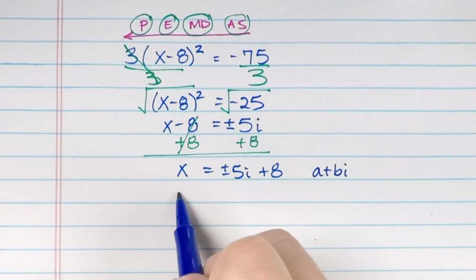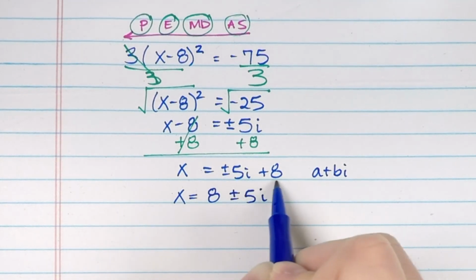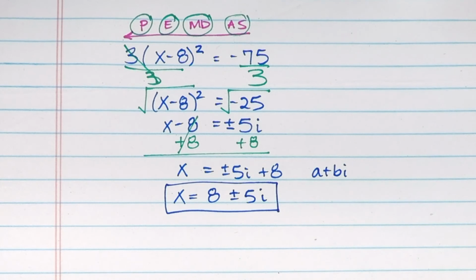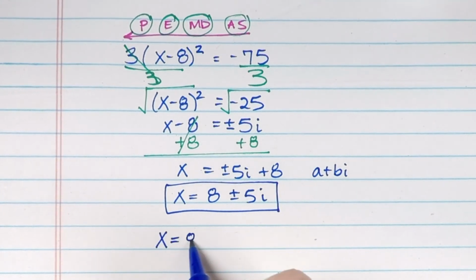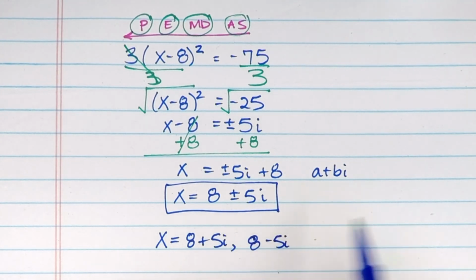So I'm just going to switch these around. I'm going to put the positive 8 first, and then my plus or minus 5i. And here's your two solutions, which you might see written out separately as 8 plus 5i, comma, 8 minus 5i. But normally we'll leave them with the plus or minus.